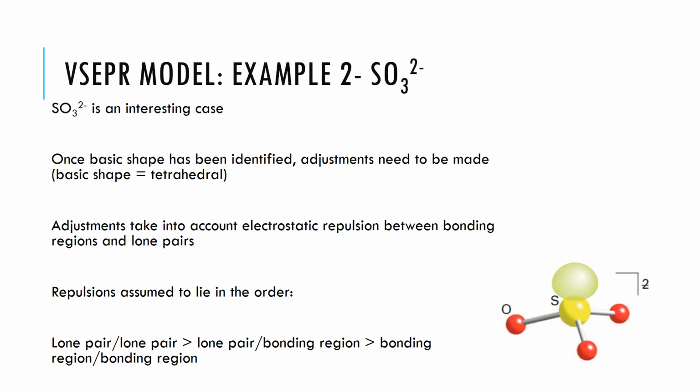And we've said then that repulsions within that system lie in a specific order. Repulsions are greatest between lone pairs of electrons, followed by repulsions between lone pairs and a bonding region, and followed by repulsion between a bonding region and a bonding region.